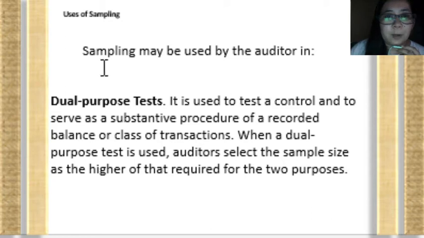Another, sampling may also be used for dual purpose tests. Under this one, sampling is used to test a control and also serve as a substantive procedure of a recorded balance or class of transaction. When a dual purpose test is used, auditors will select the sample size as the higher of that required for the two purposes, so as to compensate for these two different tests. So that is the purpose.